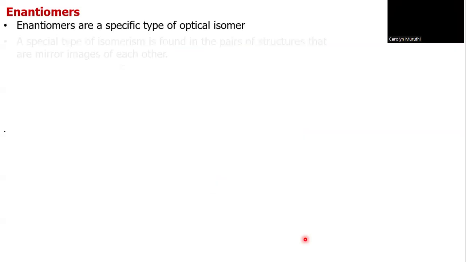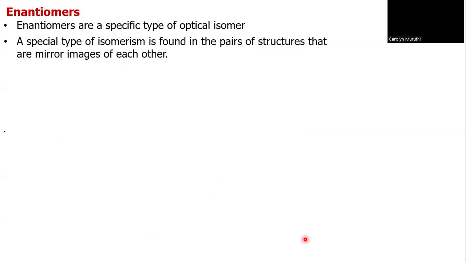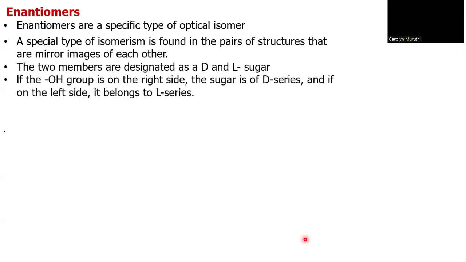And these are a specific type of optical isomer. The structures of the compounds form mirror images of each other, and these two members are designated as D and L sugars.